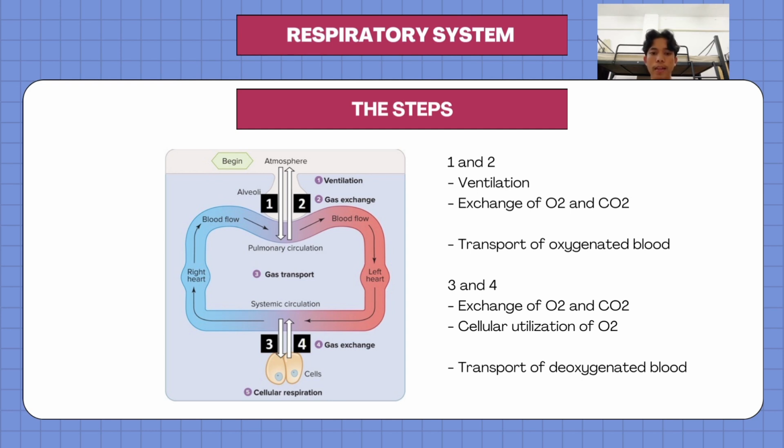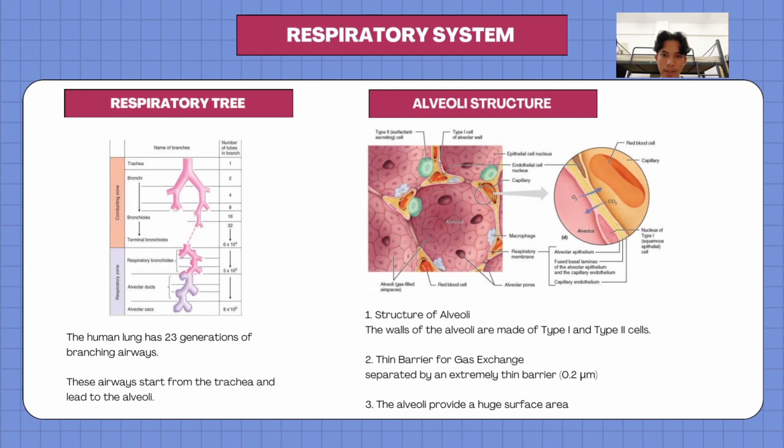As you can see, at 3 and 4 gas exchange occurs, where oxygen is diffused from the blood to the cells, and then carbon dioxide is diffused from the cells to the blood. The carbon dioxide is produced because of cellular utilization, and then the blood is transported back for gas exchange. Next, respiratory tree.